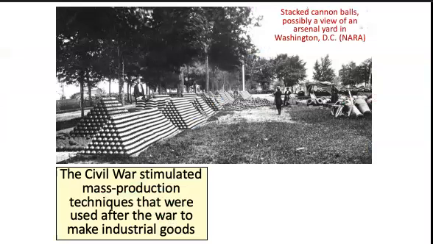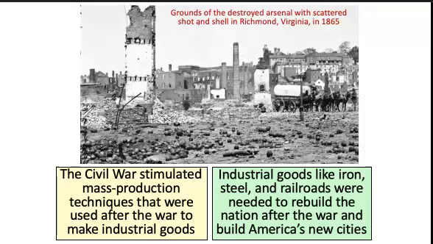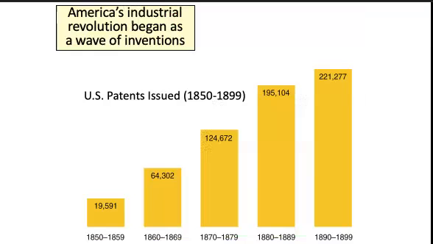In addition to this, the Civil War had stimulated mass production techniques that were used after the war to make industrial goods rather than wartime goods. Additionally, industrial goods like iron, steel, and railroads were needed to rebuild the nation after the war and rebuild new American cities. Now, not only did we have new production techniques and a need for new production as well as new resources, but new technologies also played an important role in this industrial revolution.